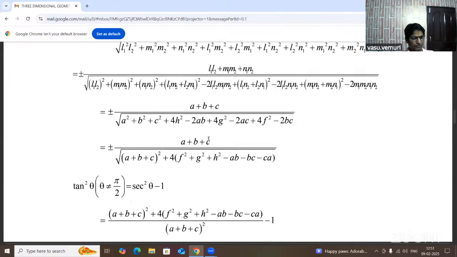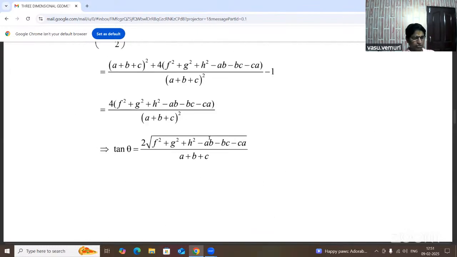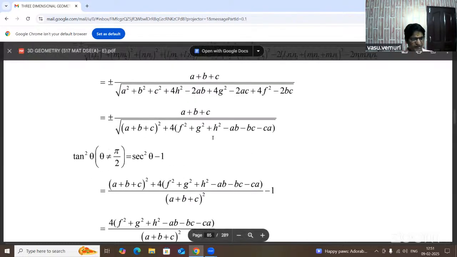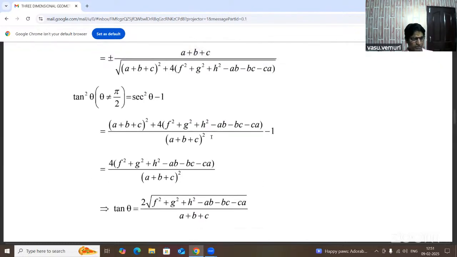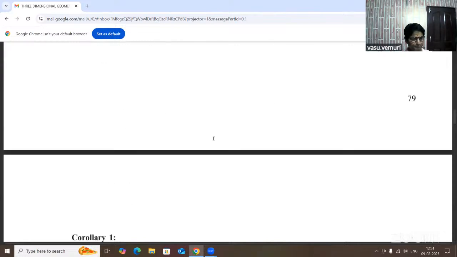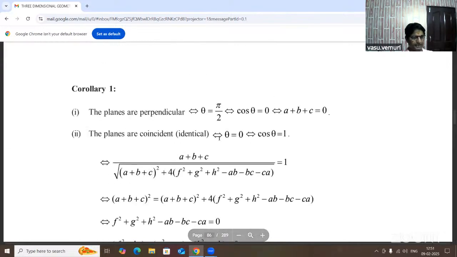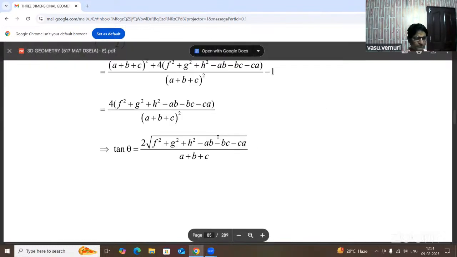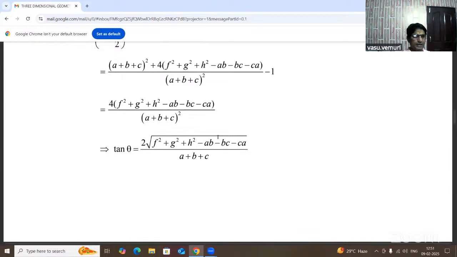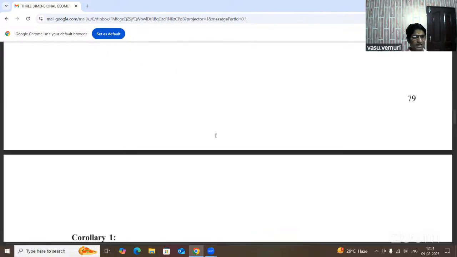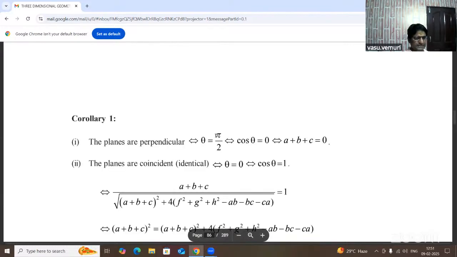So the theorem is very important, and from cos theta we can find the sin theta value. What is the tan theta value? tan theta equals 2 root of (f² + g² + h² - ab - bc - ca) divided by (a + b + c). That is the tan theta value of the angle between the pair of planes. When the planes are perpendicular, theta is pi by 2, cos theta equals 0, hence the condition is a + b + c = 0.